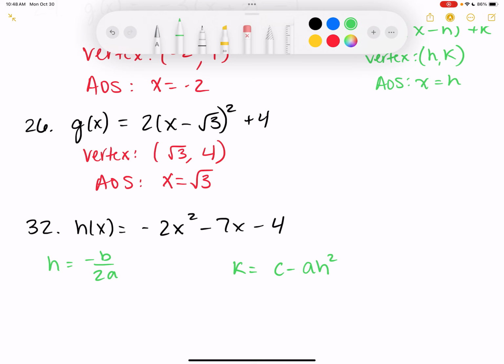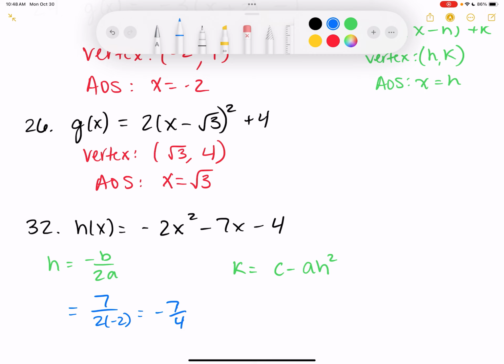So that means that for h, I have negative, and with whatever the sign is, that's going to become positive 7 over 2 times a, which is negative 2. So that's going to end up being negative 7 over 4 for h.